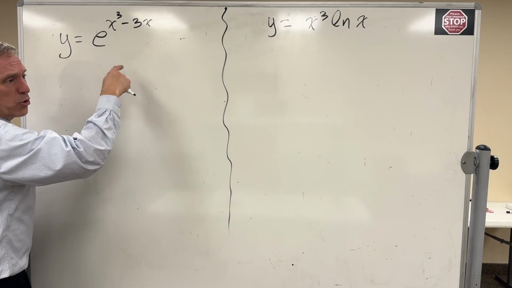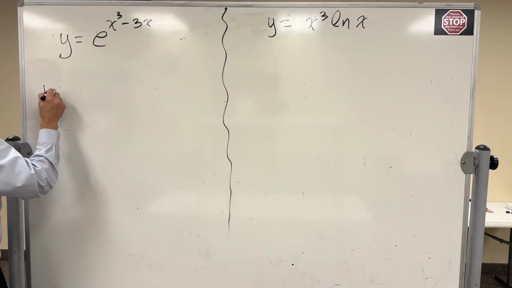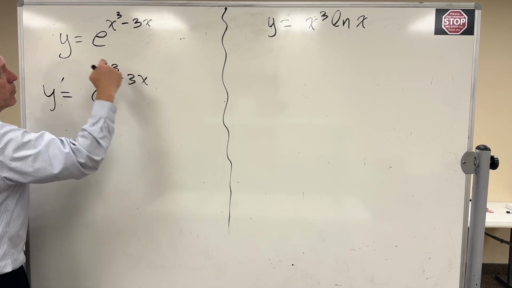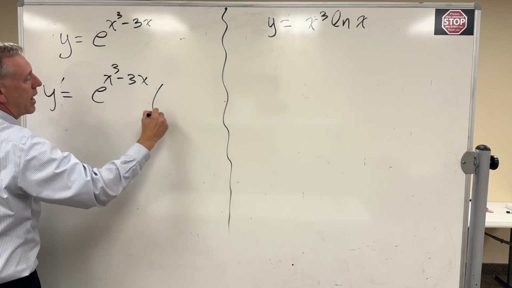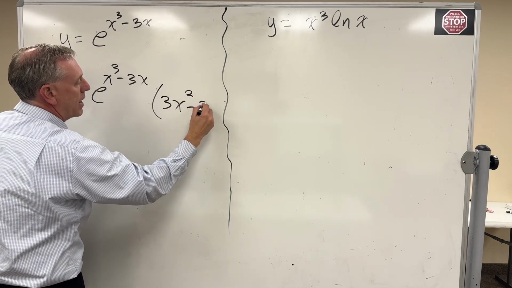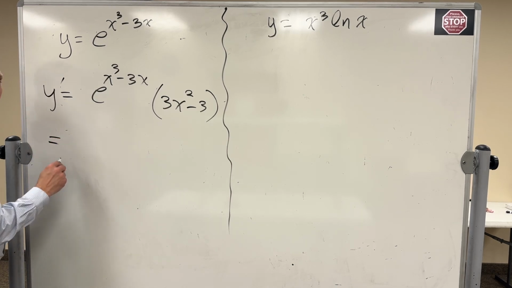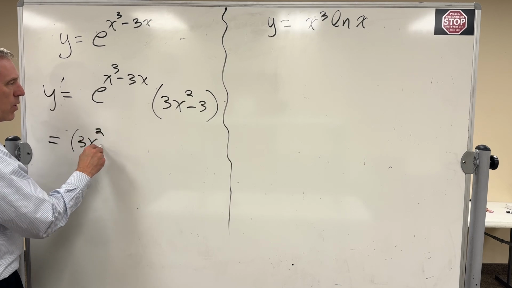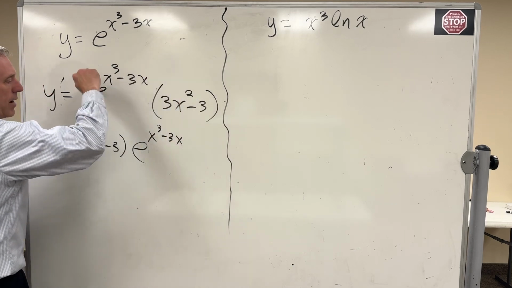This is no product or quotient rule, but it is a chain rule. So we have a derivative of the whole times the derivative of the inside. So y prime is going to equal e^(x^3 - 3x), right? E to the x when you take the derivative. Now we're going to take the derivative of the inside, and the derivative of x^3 - 3x is 3x^2 - 3. All right, so I'm going to rewrite it so it looks a little cleaner: (3x^2 - 3) times e^(x^3 - 3x). All I did was put that out front.